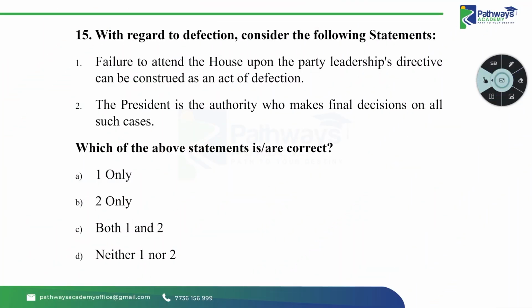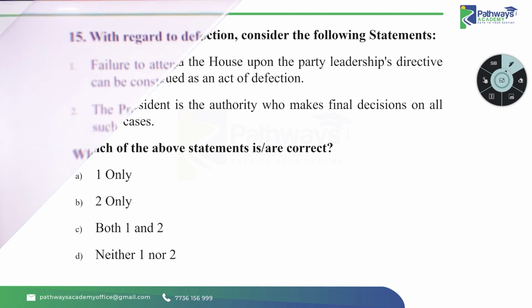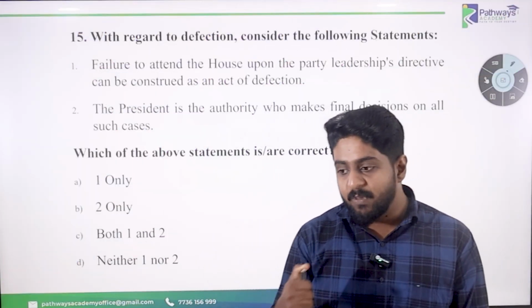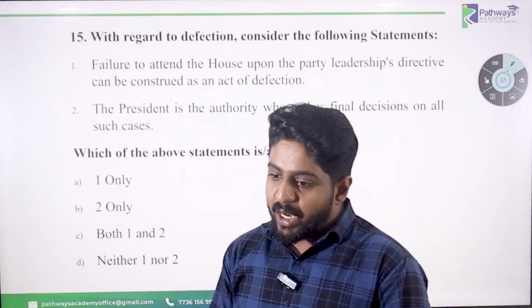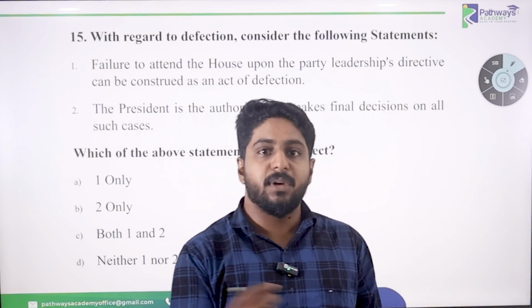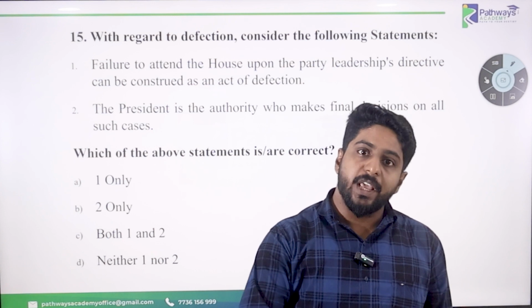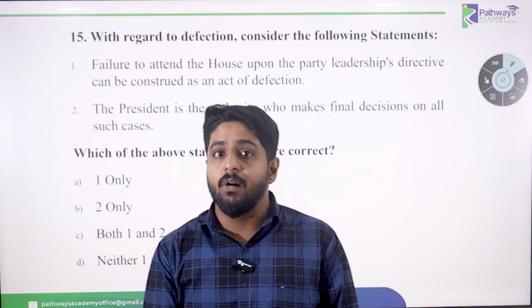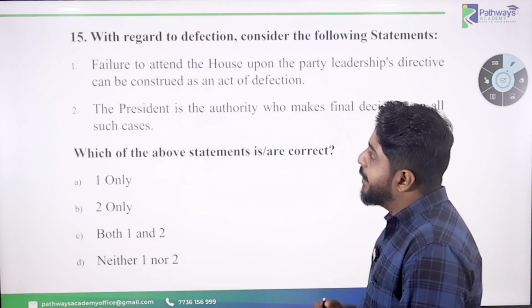Question number 15. With regard to defection, consider the following statements. What do you mean by defection? Defection is, say for example, you getting elected under one party symbol, and once you are elected, you shift the party. You voluntarily give away the membership of the party. You are voting against the party in which you are elected. All these things can come under the category of defection.